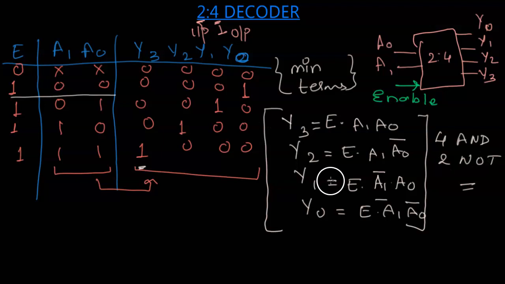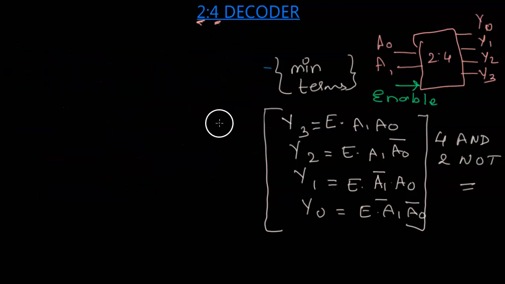Let's try and make an equivalent circuit of our equations. So we have 4 AND gates at the end. So let's draw the 4 AND gates first. 1, 2, 3 and 4.